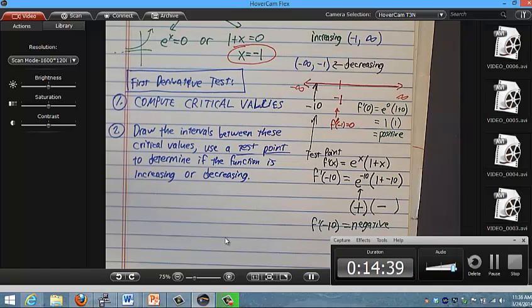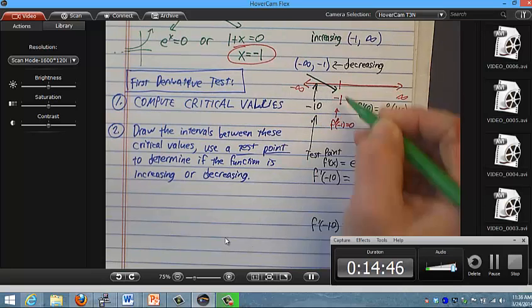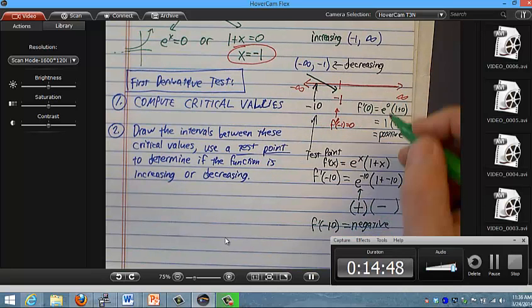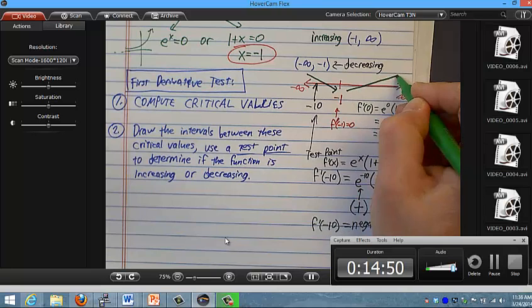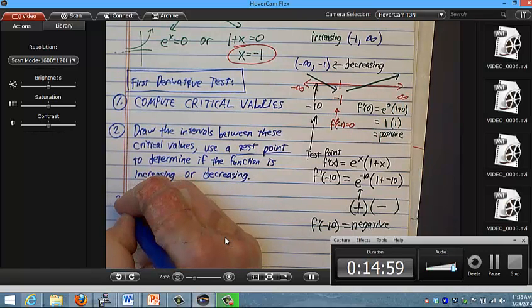You guys see that? So what did I learn? I learned that the original function is decreasing until it gets to negative 1. And now I learned it's increasing from negative 1 to positive infinity. Okay? So let me give you one more step. Step 3.